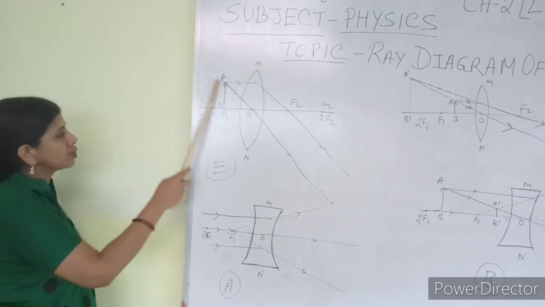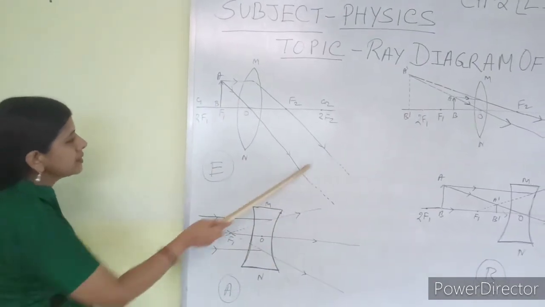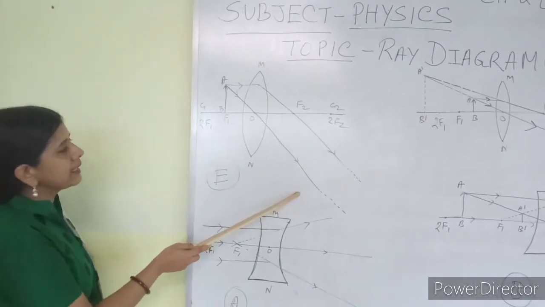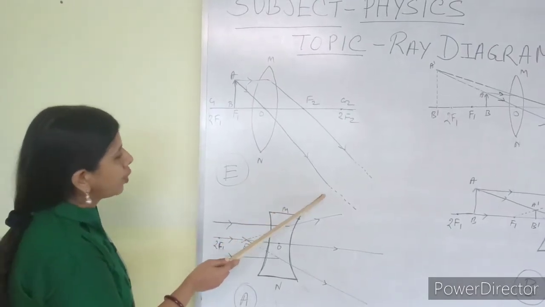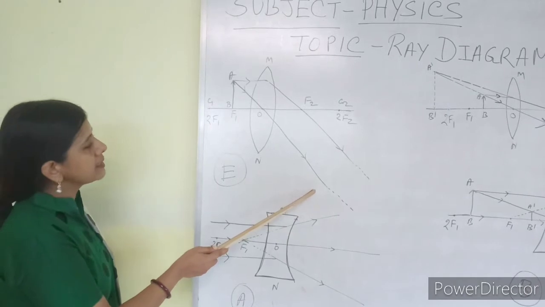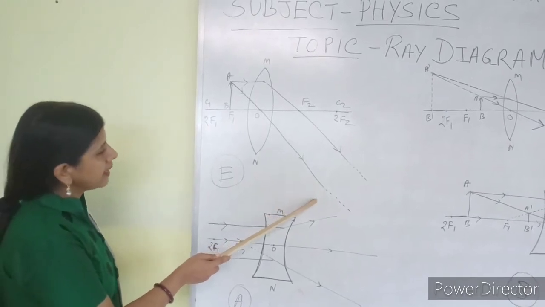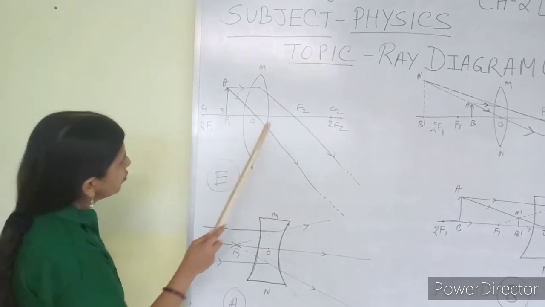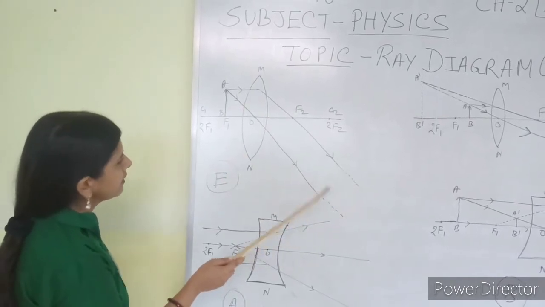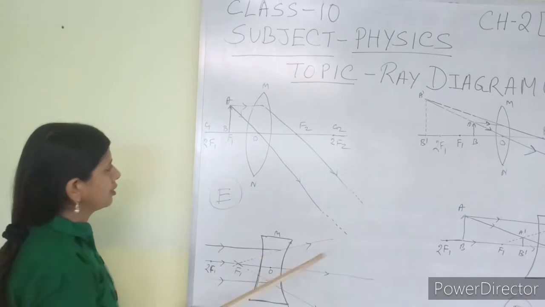Another ray passes through the optical center. These two rays will meet at infinity. That means the image will form at infinity. What is the nature of the image? The image is inverted, highly magnified, and the position of the image is at infinity, and it is real also.